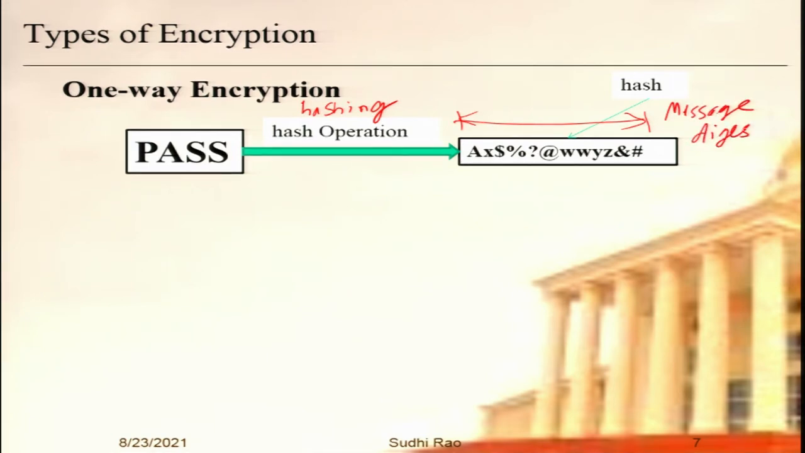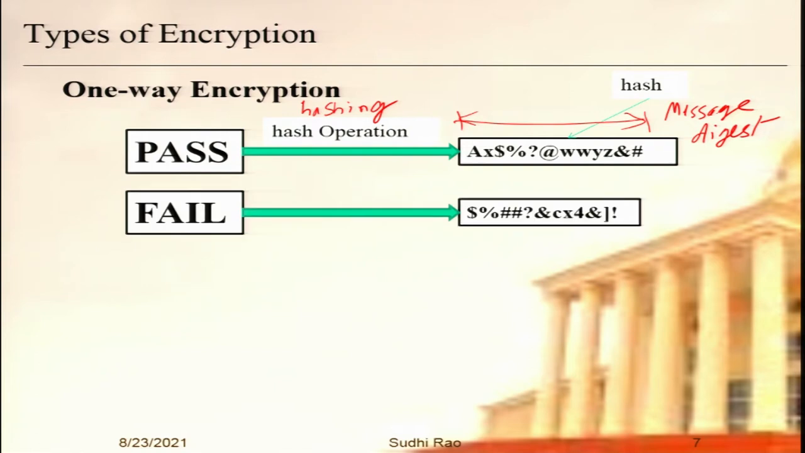Every hashing algorithm results in a hash of a fixed length in terms of bits, and you can never recover the original text once you do the hashing. So that is called one-way encryption. We encrypt, but will not be able to decrypt.